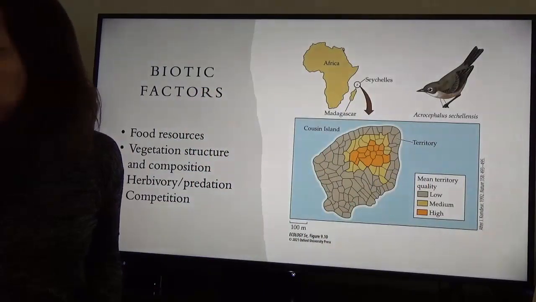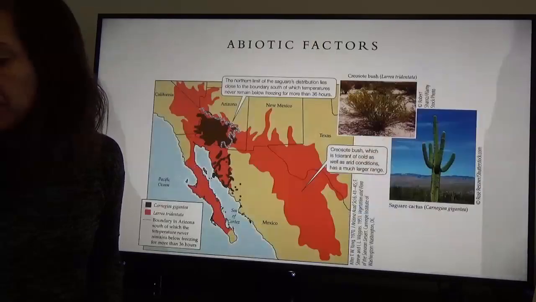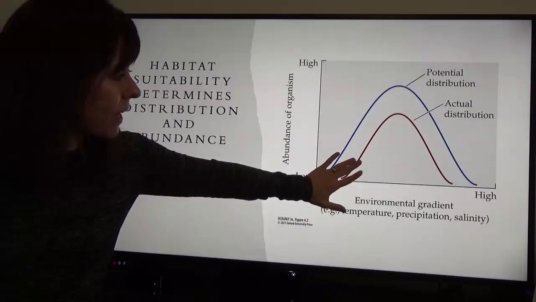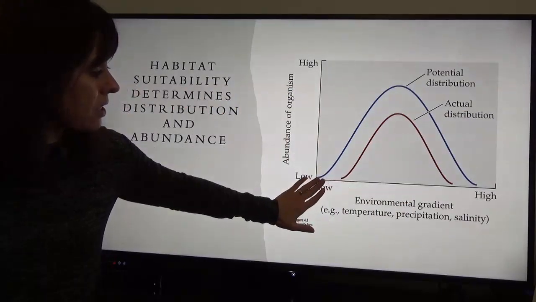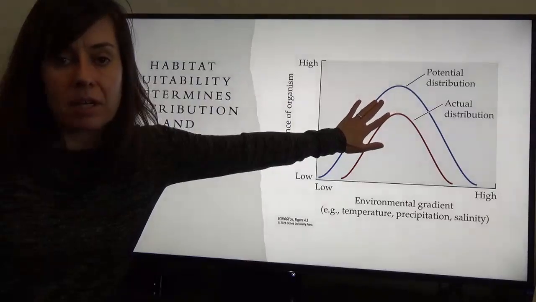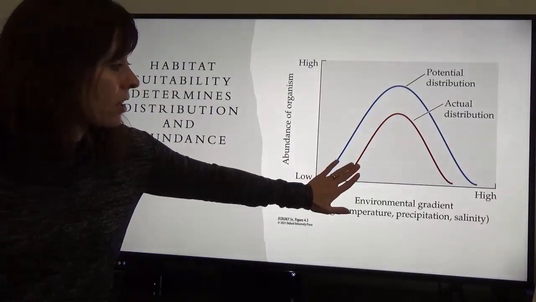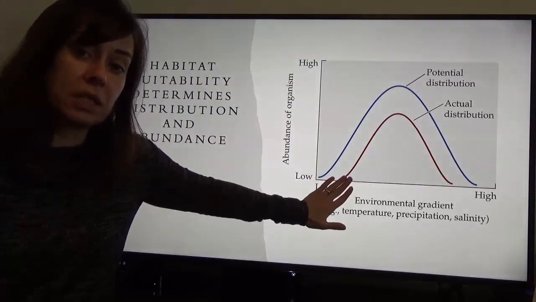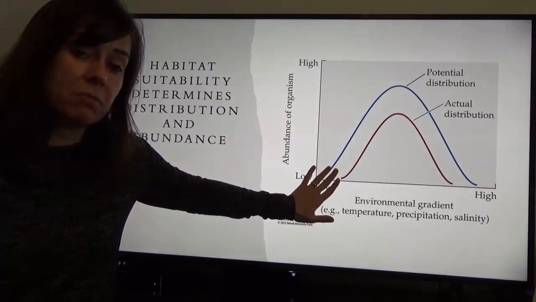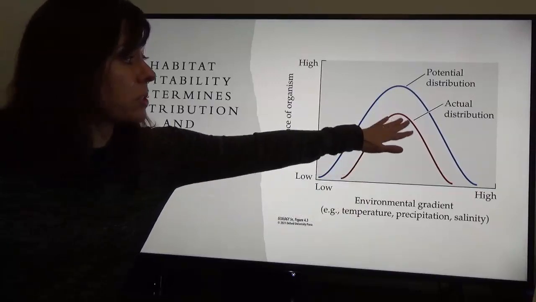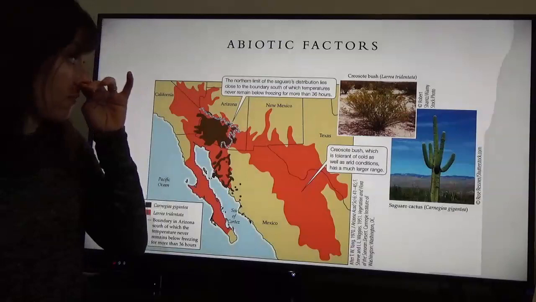There's also biotic factors, and if you recall, going back to this figure, those biotic factors are what limit from within this potential distribution that's driven by abiotic conditions. These biotic factors are what restrict that niche, what lead to the realized niche as opposed to the fundamental niche. And so it's those biotic factors that lead to this actual distribution of a species.